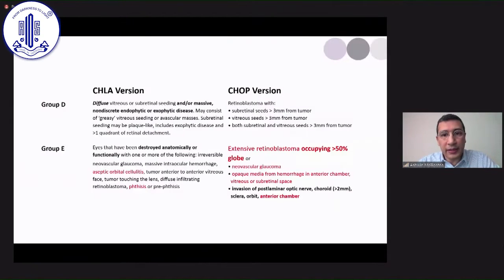And there was a paper published by the group in New York that compared the two versions of ABCDE. We know that the Los Angeles version has differences from the one guided by Philadelphia. The main difference was that any tumor occupying more than 50% of the globe was considered a group E, and not so in the Los Angeles group.